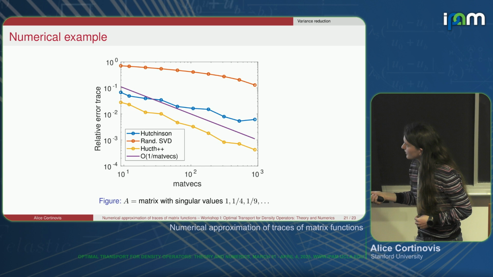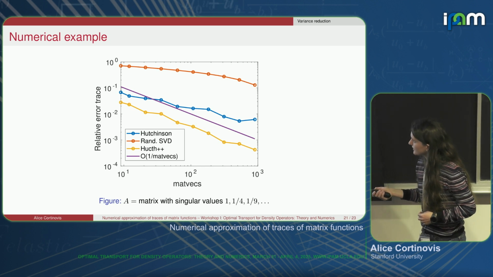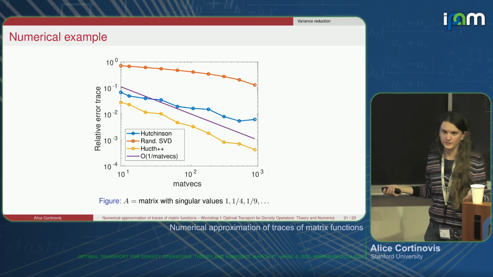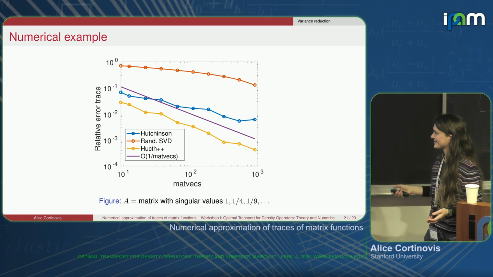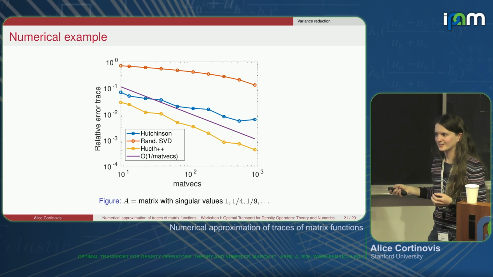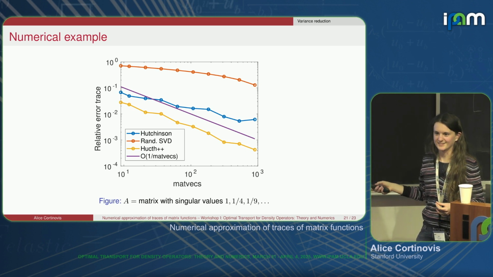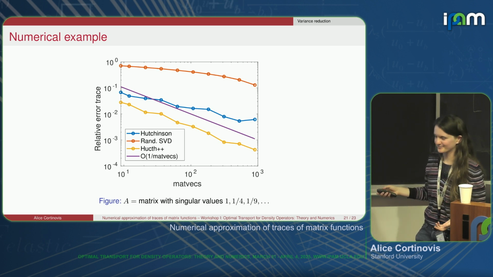And here I want to emphasize, the x-axis is the number of matrix vector multiplications with the matrix A. So that's the kind of unit that I'm using to discuss the cost of this algorithm.